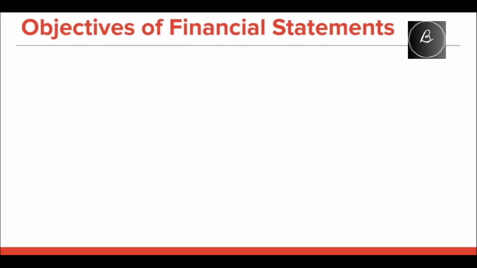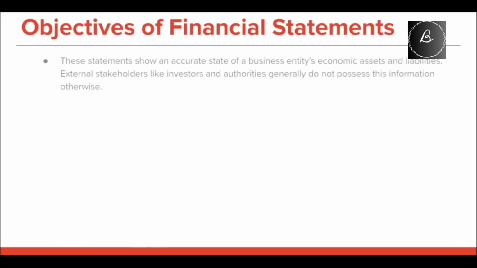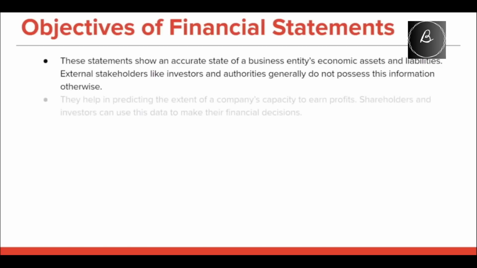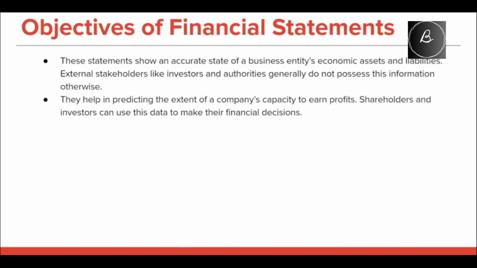Coming to the objectives of the financial statements. These statements show an accurate state of business entities' economic assets and liabilities. External stakeholders like the investors and authorities generally do not possess this information otherwise. They help in predicting the extent of a company's capacity to earn profits. Shareholders and investors can use this data to make their financial decisions.